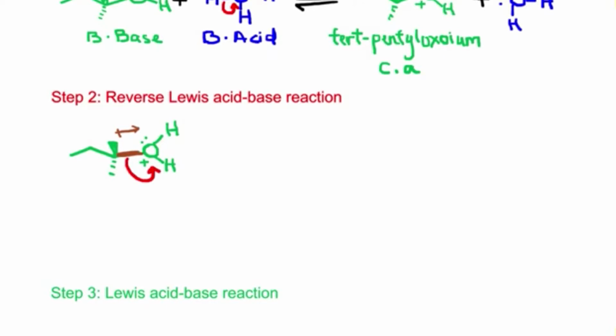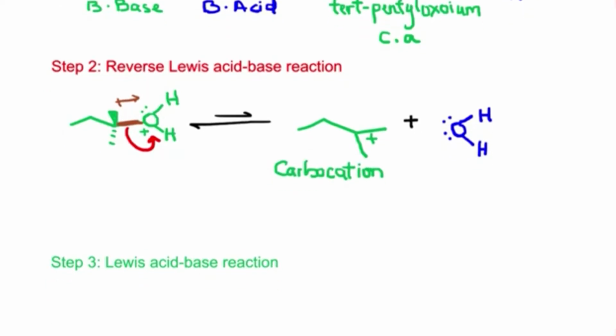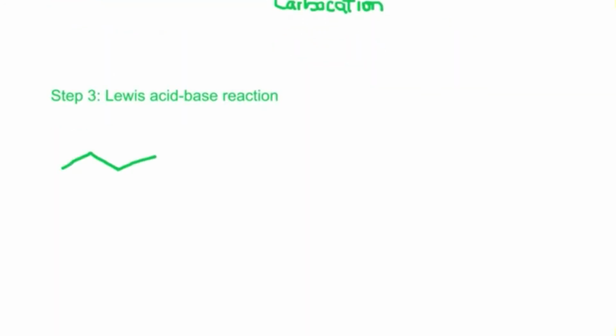heterolytically leads to the formation of the carbocation and the formation of a water molecule, and this carbocation now moves into the third step, which is the Lewis acid-base reaction, where we notice here that the Lewis acid is the carbocation and the Lewis base is now chloride. Now you might be wondering, why is chloride acting as a Lewis base and not water?